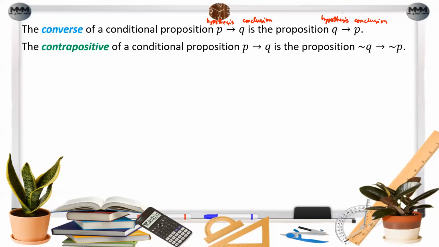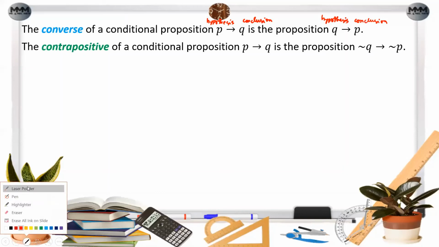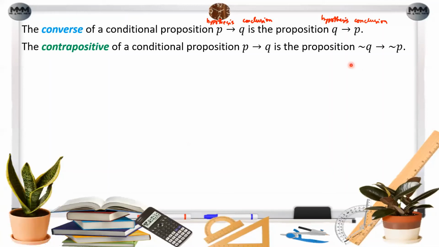So for the contrapositive of a conditional proposition P implies Q, or if P then Q, it is the proposition not Q implies not P, or again, if not Q, then not P. So that is the contrapositive of the conditional proposition here. So please do not forget this one.